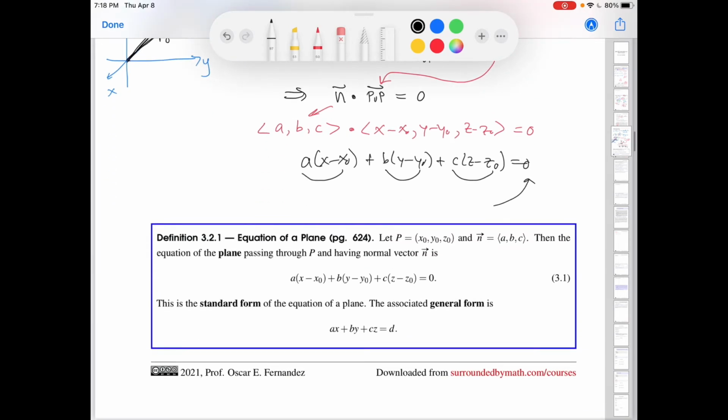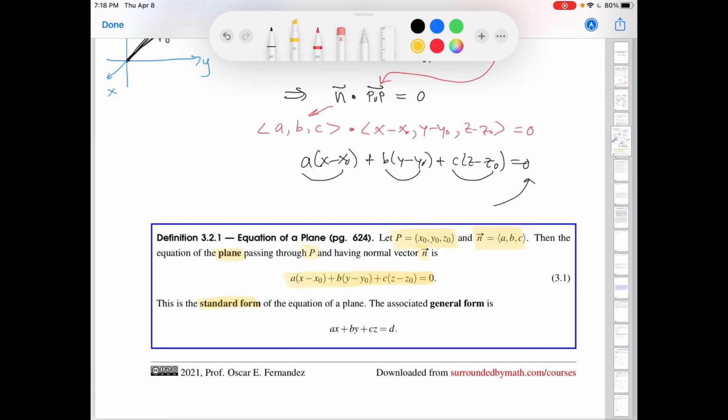So we have derived the equation of a plane, and that's this definition down here. Let's see what it says. It says, suppose P equals x naught, y naught, z naught, and n is a normal vector. Then the equation of the plane passing through P, having normal vector n, is the thing we've just derived. So that's great. This is the standard form of the equation of the plane.